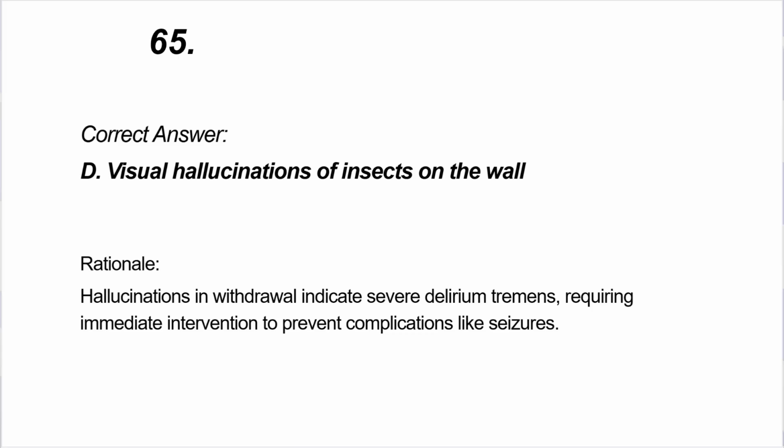65. D. Visual hallucinations of insects on the wall. Rationale: hallucinations in withdrawal indicate severe delirium tremens, requiring immediate intervention to prevent complications like seizures.